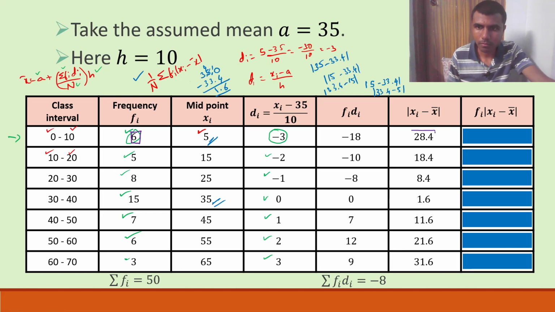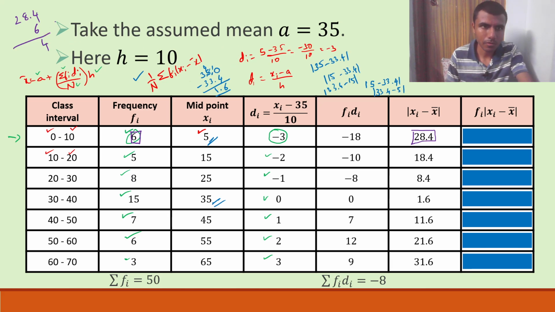So fi into modulus of xi minus x bar. Now this is another little tough calculation. So 6 into 28.4. What to do? How to do? I'll explain for one, and you guys can do the remaining. I'm going to do 28.4 into 6. You can do basic multiplication how you do and then put a decimal at the end. For example, 4 into 6 is 24.